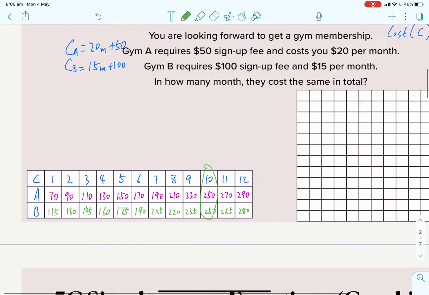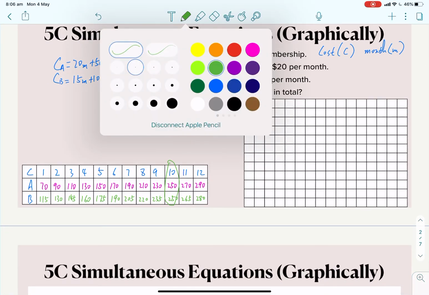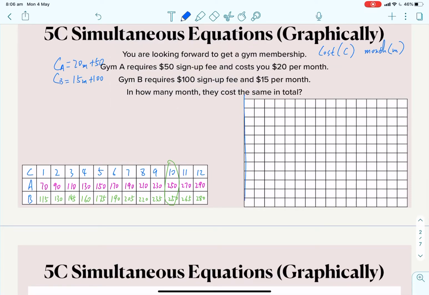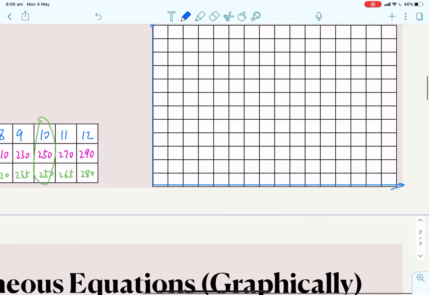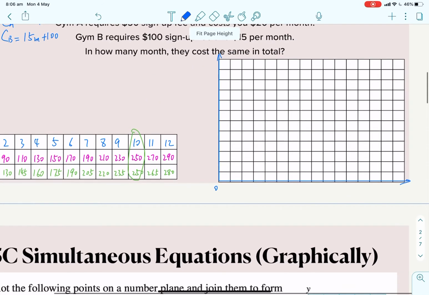Okay, cool. Now let's do that on the diagram here. So I'm just going to quickly draw a graph. Okay, sorry, it's time constraint, I couldn't do it that nicely. Now the side is cost, the unit is dollars. The bottom is month. Now we do 1, 2, 3, 4, 5, 6, 7, 8, 9, 10, 11, 12.